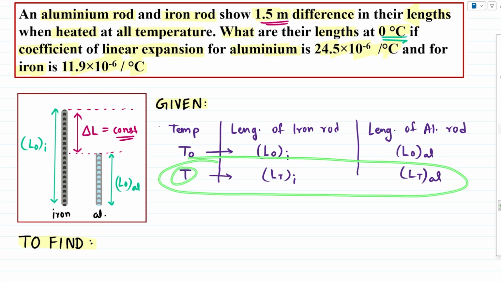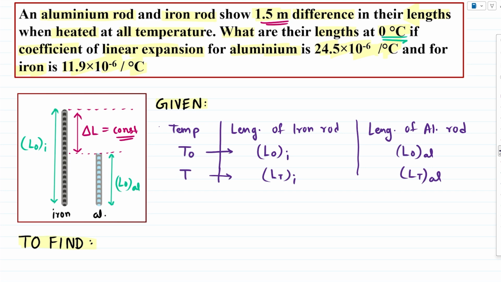Okay. Now that we have defined these things, as per the given condition, the first condition, which comes in the first statement of our question, is that the difference between the lengths of these two rods, so LT of iron minus LT of aluminium, which is the difference between the iron rod and the aluminium rod's length at any temperature T, is always going to be a constant value, and this is said to be 1.5 meter.